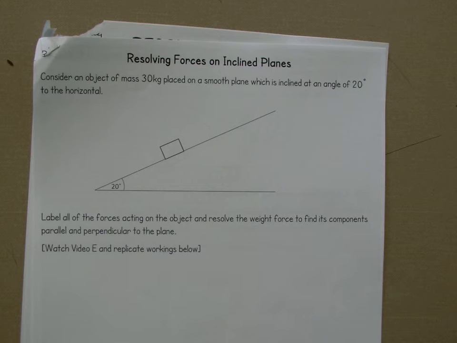Okay, so an object of mass 30 kilograms is placed on a smooth plane, which is inclined at an angle of 20 degrees to the horizontal. It says then, label all the forces acting on the object and resolve the weight force to find its components parallel and perpendicular to the plane. So we're going to apply what we've learnt in the previous videos here to when an object's on an inclined plane. So it says here to label the forces.